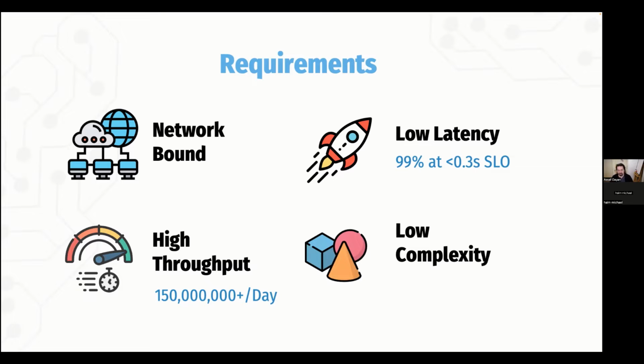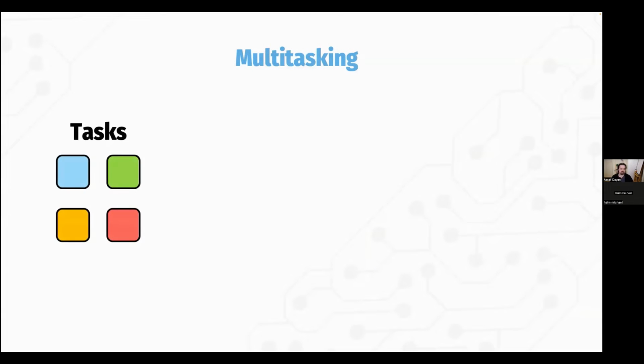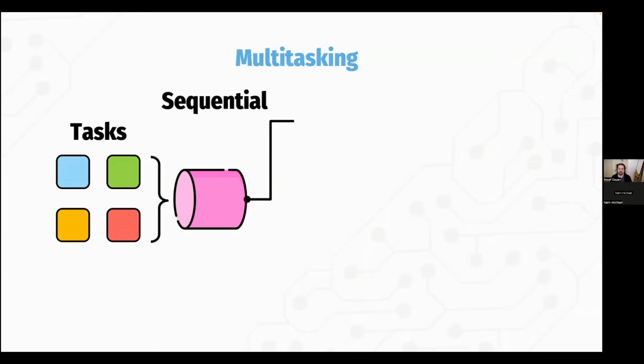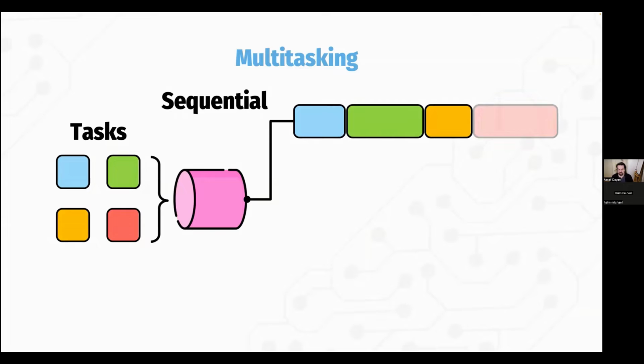Before we go into how we solved it, let's talk about multitasking a bit. Multitasking is when you have several tasks and you need to perform all of them. The general approach is to use some kind of queue. You put all the tasks in the queue, and then you consume the queue and perform the tasks. The naive way is to do it sequentially. You have a worker that pulls the tasks task by task.